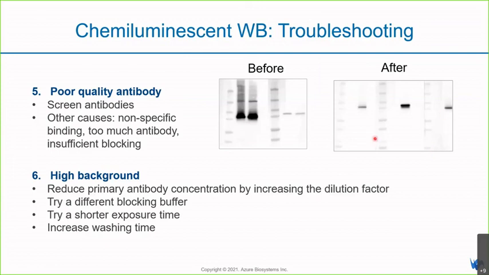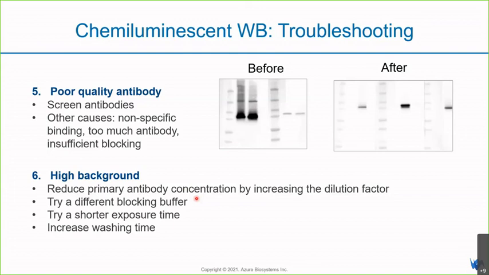Right. I think this is the final troubleshooting tip, which is high background, which we will always see after you put on the ECL substrate. So firstly, what you can do is reduce the primary antibody concentration by increasing the dilution factor. This can be done also first once you get your primary antibody, do a dot blot test, testing different dilution factors, okay, at different strips to get the optimal image.